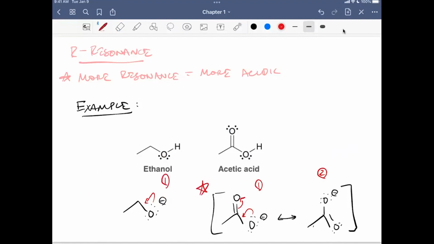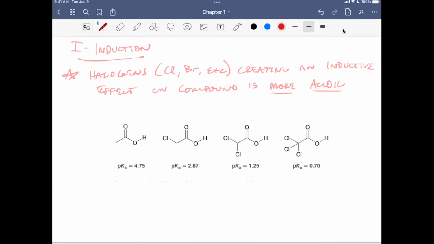So since this one can do two, acetic acid has two resonance structures, it's therefore more acidic. It's more stable as an acid. Okay, so that's R. We went through atom size and resonance. Let's go to induction, which is a pretty new term that you will learn in organic chemistry. It's basically, what I wrote right here: halogens, so chlorine, bromine, any other halogen creates this inductive effect on the compound, making it more acidic.